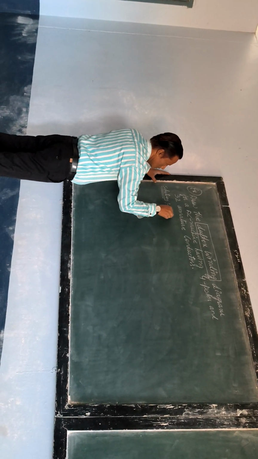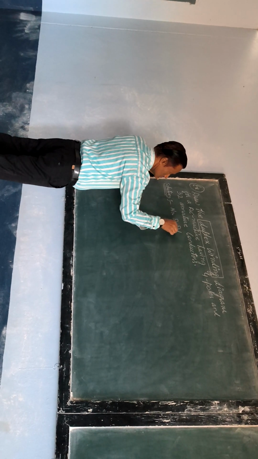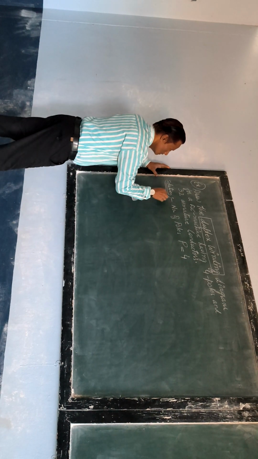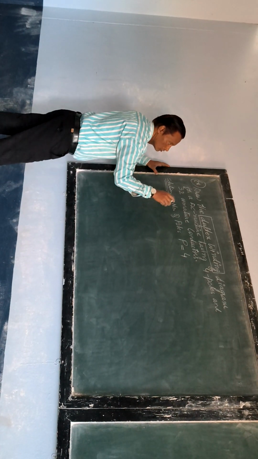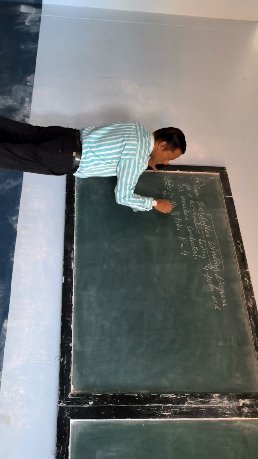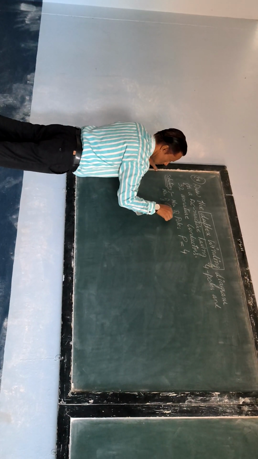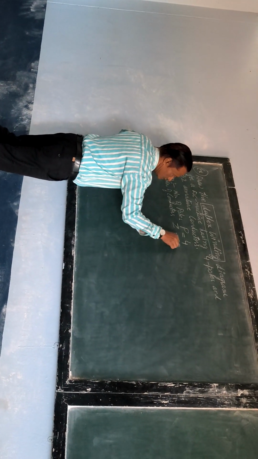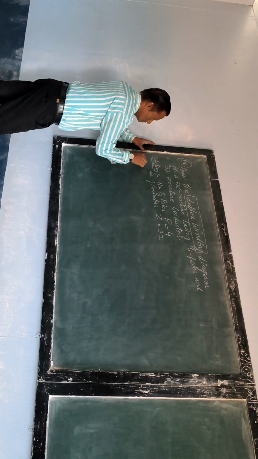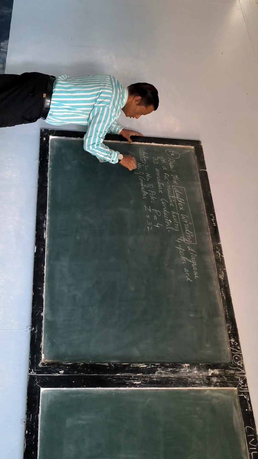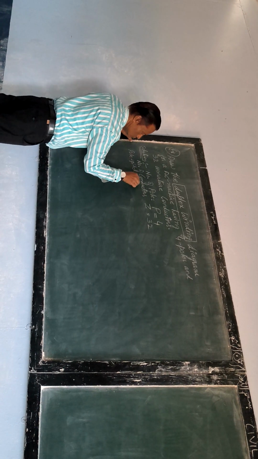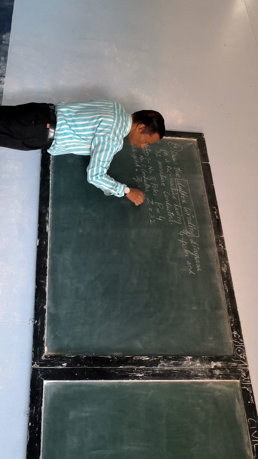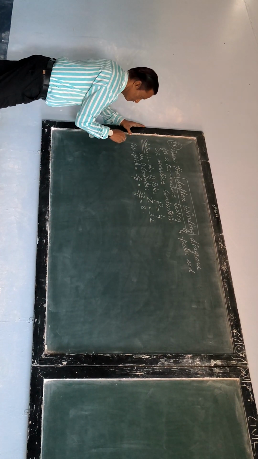So I write number of poles, abbreviated by P, equals 4. Number of conductors, that is armature conductors, abbreviated by Z, is 32. You have pole pitch equals Z by P. This is nothing but 32 by 4. This is 8.